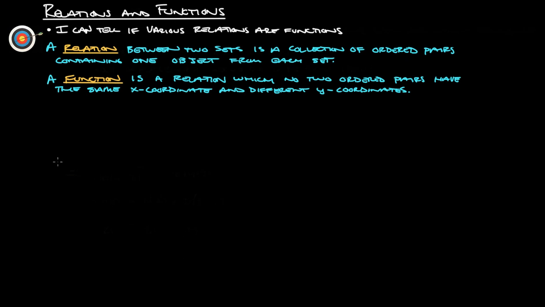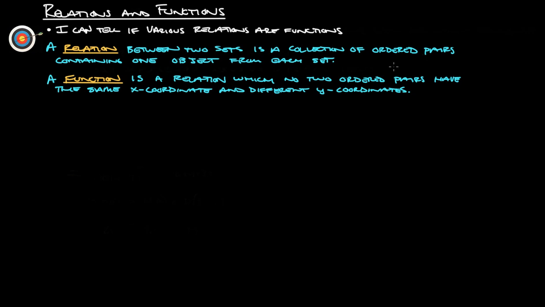I'm going to take you through the notes on relations and functions. At the end of this, you should be able to say, I can tell if various relations are functions. Okay, so a relation between two sets is a collection of ordered pairs containing one object from each set. Okay, so that is a relation.